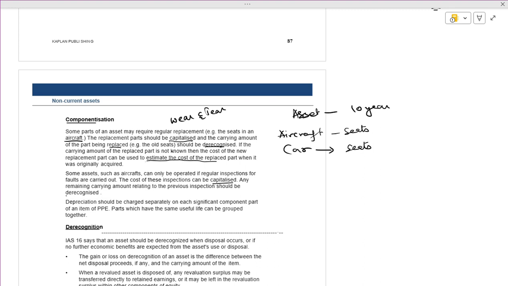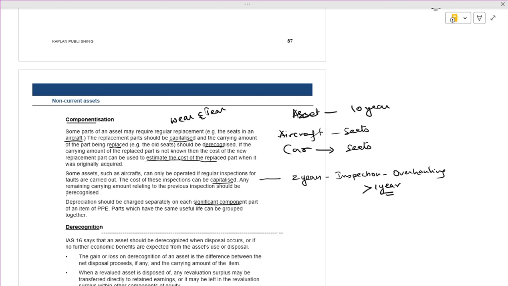Sometimes what will happen, you are taking an aircraft, every 2 years it will require inspection, it will require overhauling. It means you want to make some changes. What we have done in the first point: any property, plant and equipment has a useful life of more than 1 year, and the depreciation should be charged separately on each significant component.